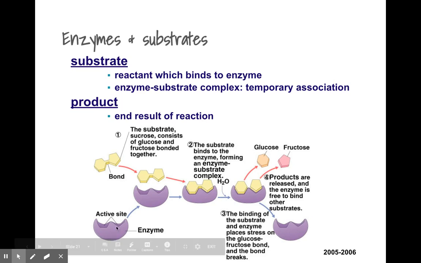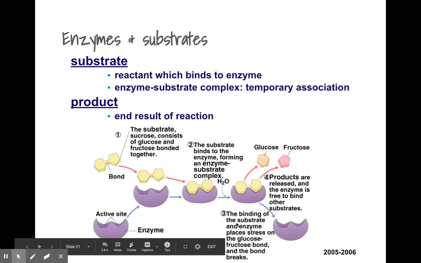So let's look here. Here's my enzyme. This substrate, sucrose, consists of glucose and fructose bonded together. The substrate binds to the enzyme, forming an enzyme substrate complex. Water gets added. I add water once again to restore the bonds. Then the products are released and the enzyme is free to bind with another substrate.